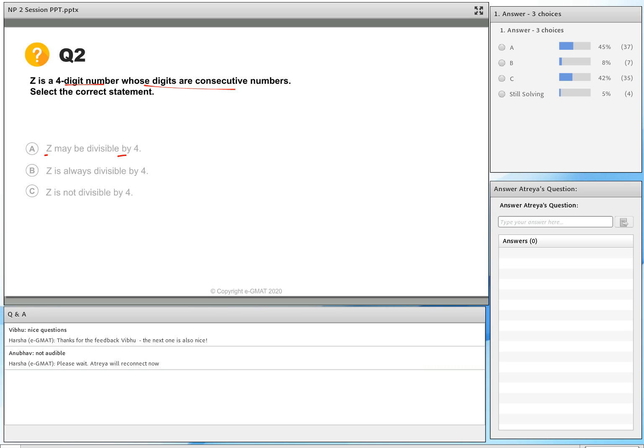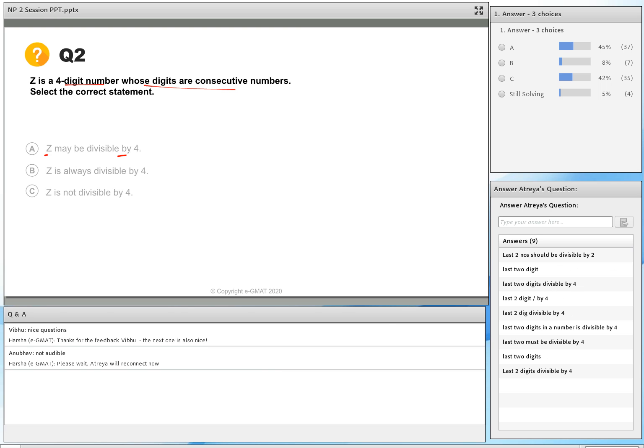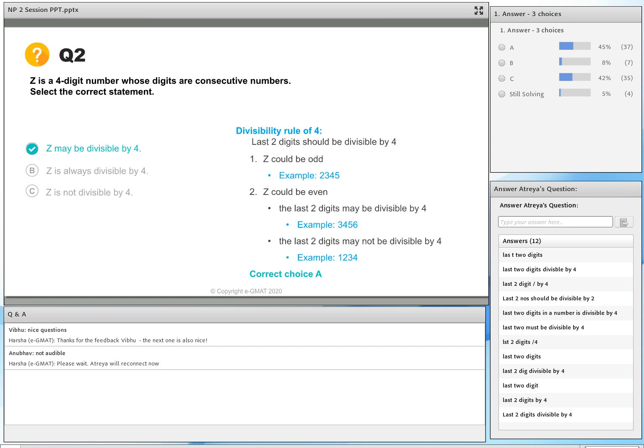Tell me, what's the rule for divisibility by 4? What do we check if a number is divisible by 4? Absolutely correct. We check whether the last 2 digits are divisible by 4 or not. So here we cannot essentially take x plus 1, x plus 2, x plus 3, because again, if I take that, I do not know the value of x. I do not know what x plus 3 stands as, what x plus 4 stands as. So let's take a few examples to check what could be the answer for this question.